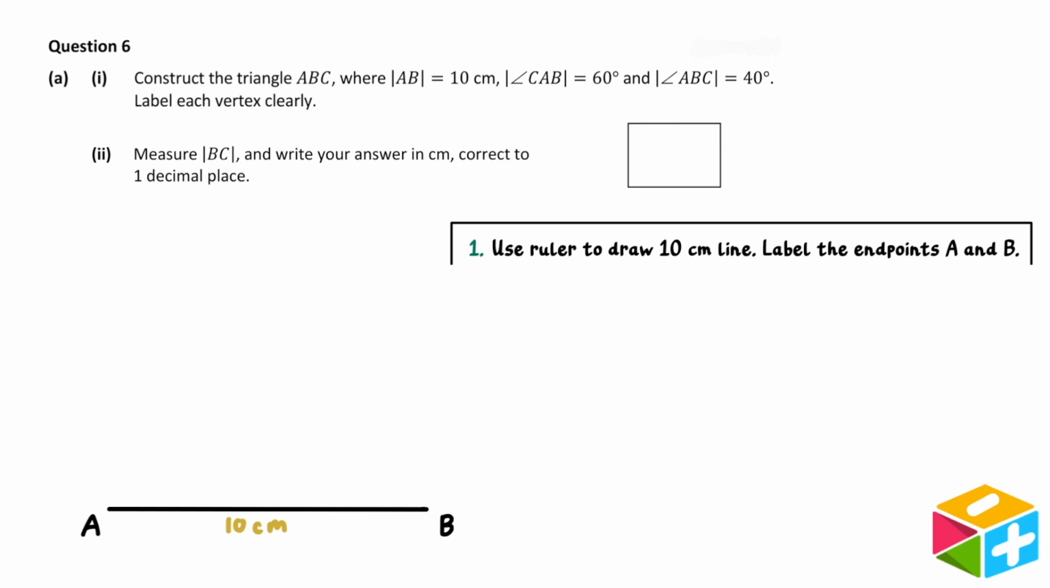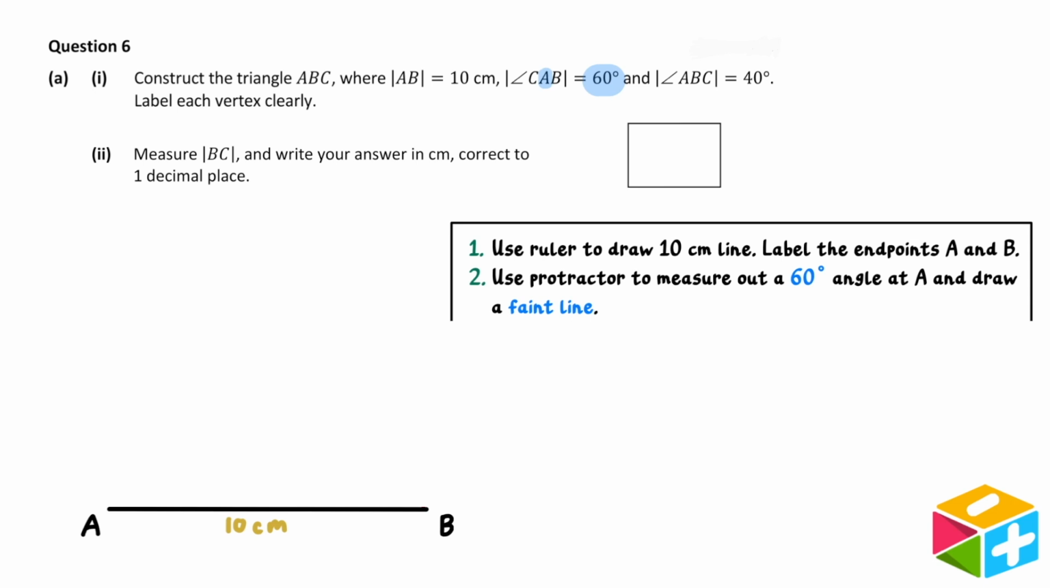The next bit of information is that the size of the angle CAB is equal to 60 degrees. Whenever we have this three-letter notation for an angle, the middle letter is where the angle occurs. Here, that's A. So we'll want to use our protractor to measure out an angle of 60 degrees at A. Once we've measured this angle, we'll draw a faint line outwards.